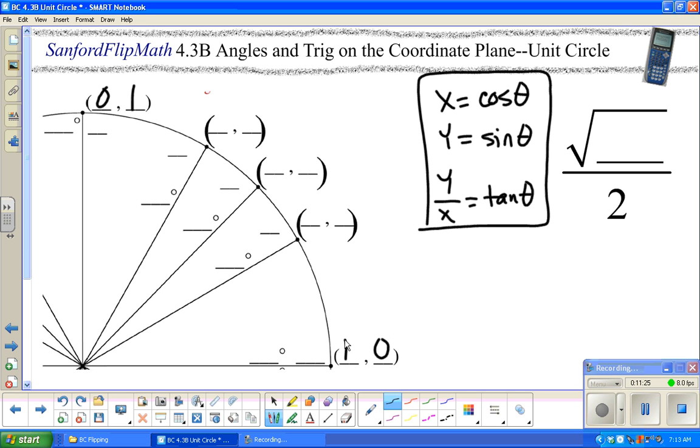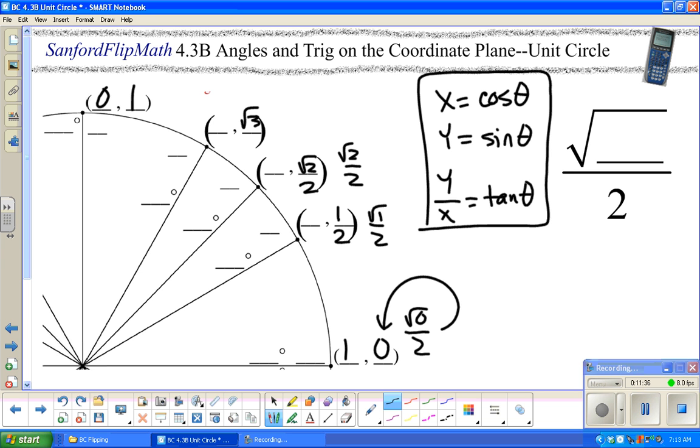Okay, so this again is square root of 0 over 2 is 0. Square root of 1 over 2. Square root of 2 over 2. Square root of 3 over 2. Square root of 4 over 2, which is equal to 1. Starting at 0 up here, square root of 0 over 2. Square root of 1, which is 1 over 2. Square root of 2 over 2. Square root of 3 over 2. Square root of 4 over 2, again, is 1.